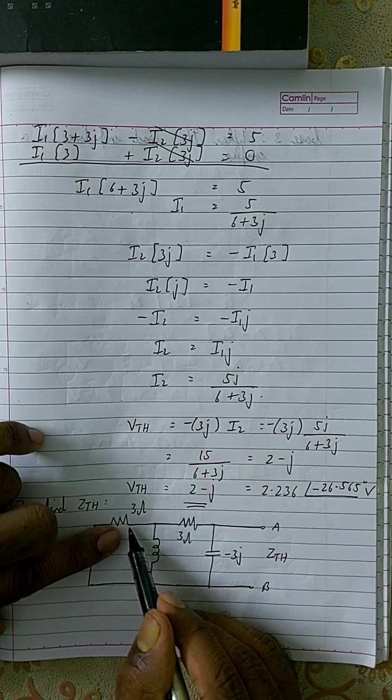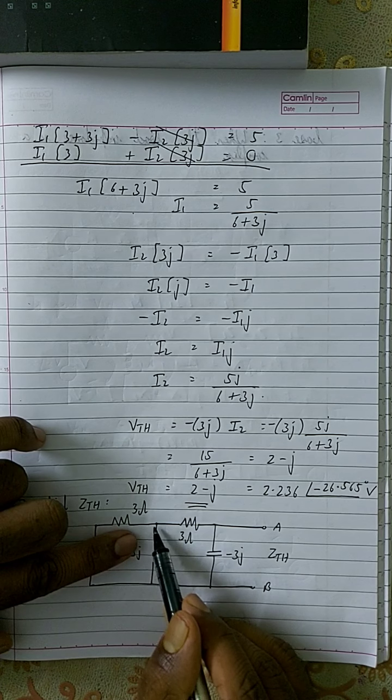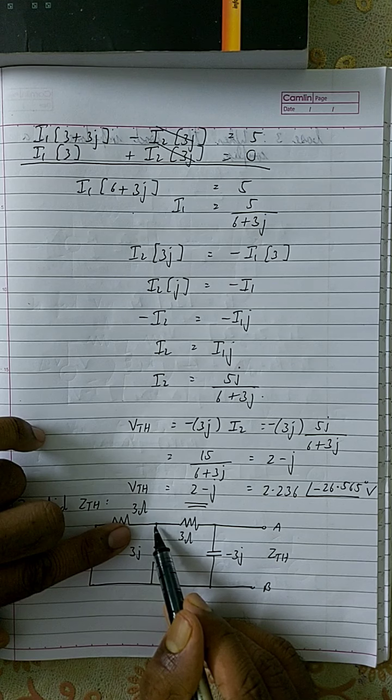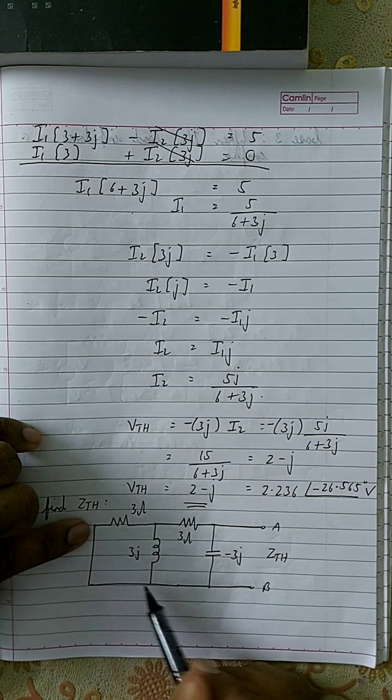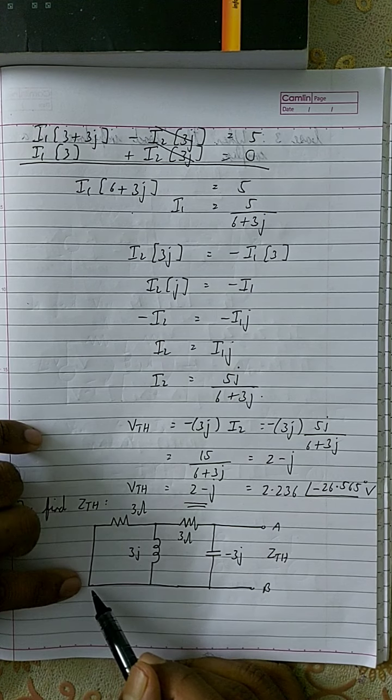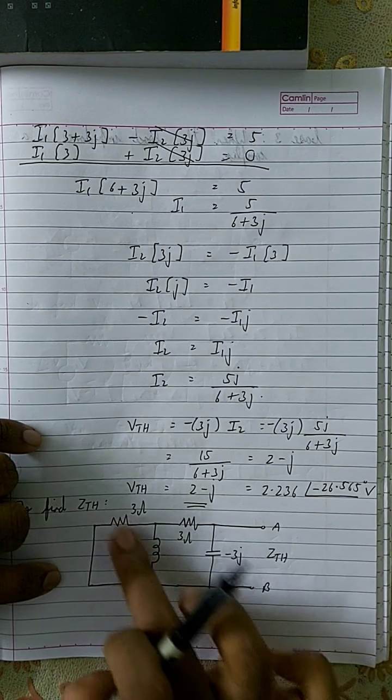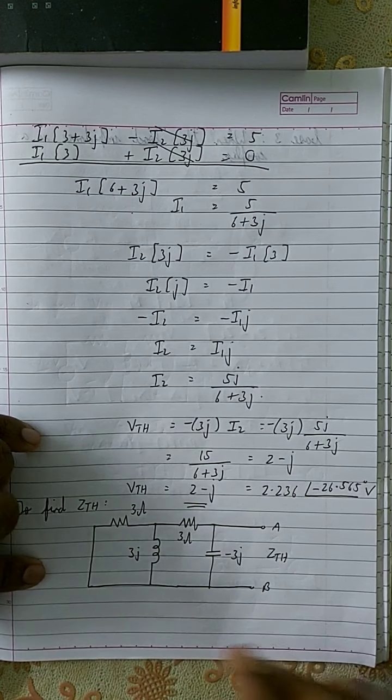See, this end of the resistor and this end of the inductor have the same junction, the same connection, which means these two elements are in parallel to each other. Okay, this is how you need to find it.